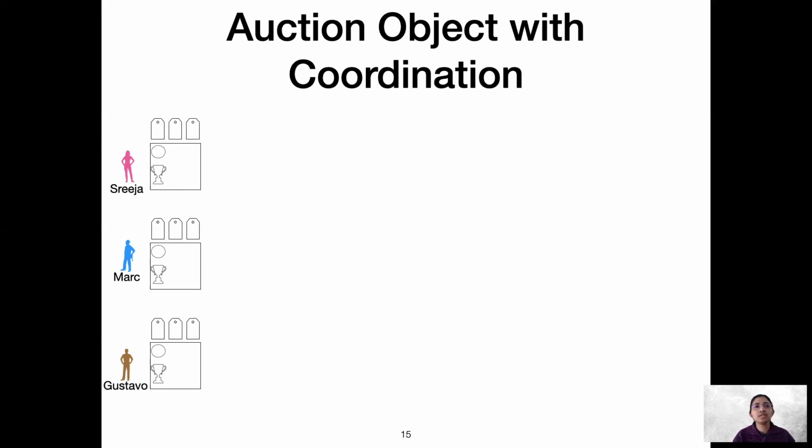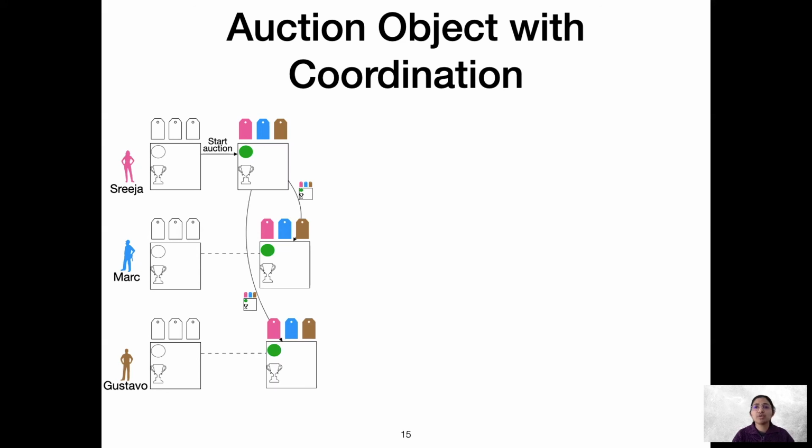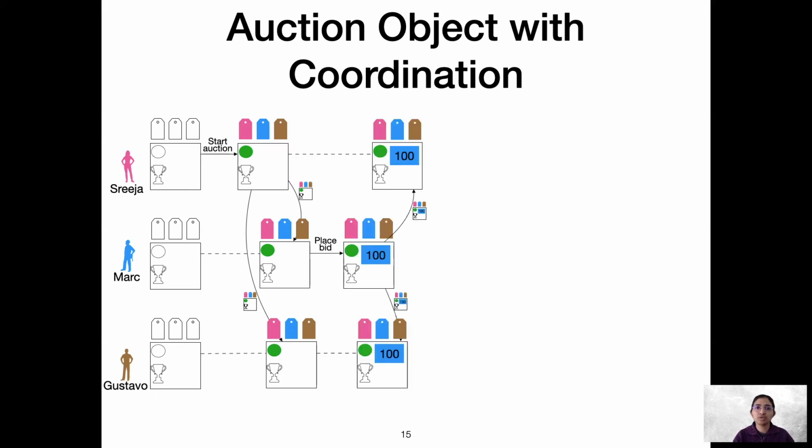As long as the individual replicas have the async mode of the lock, they may place bids. When Srija starts the auction, all replicas also acquire the lock in async mode. Mark and Gustavo can place bids as long as they have the async lock with them. So Mark places a €100 bid and propagates his update to Srija and Gustavo. Gustavo places a higher €105 bid.